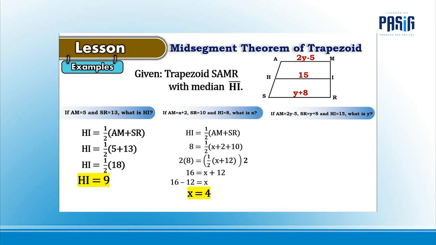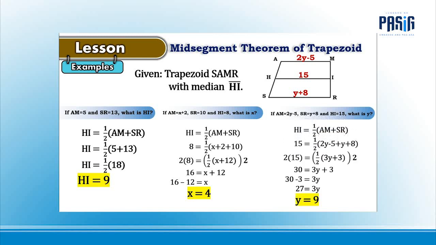Using the mid-segment theorem of trapezoid, we can have 15 is equal to half of 2y minus 5 plus y plus 8. Multiplying both sides of the equation by 2, applying addition property of equality to simplify further the equation, we can obtain the value of y, which is 9.